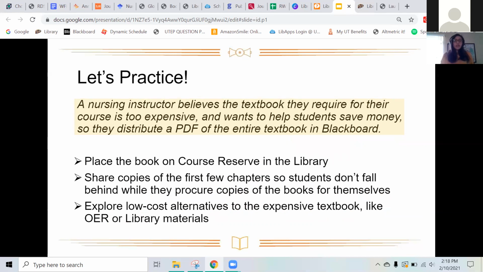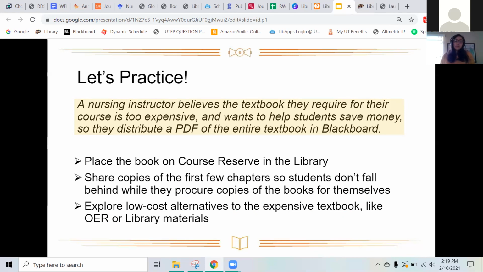So there are alternatives that this professor could explore. If they want to help their students save money or obtain the textbook more easily, and they know that it's expensive, they could place the book on course reserve in the library. This means they could put the whole copy on reserve, and students can come and use the book for a short amount of time, as much as they need.